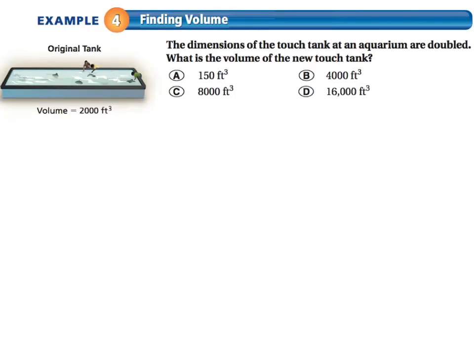So if we look at our last example, example 4, the dimensions of a touch tank at an aquarium are doubled. What is the volume of the new touch tank? Well, the first thing you could do is find the ratio of the sides. But the ratio of the sides is pretty easy because it's doubled. So doubling them means that you could either do 1/2 or 2/1. It went from 1 to 2. So this is the old original volume. This is the new because it doubled.